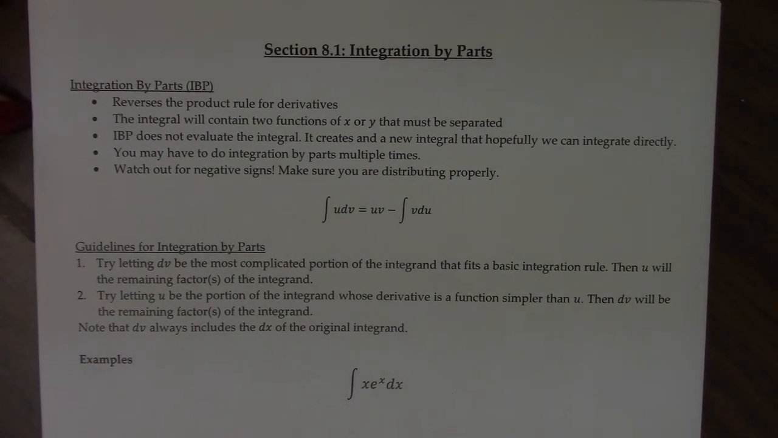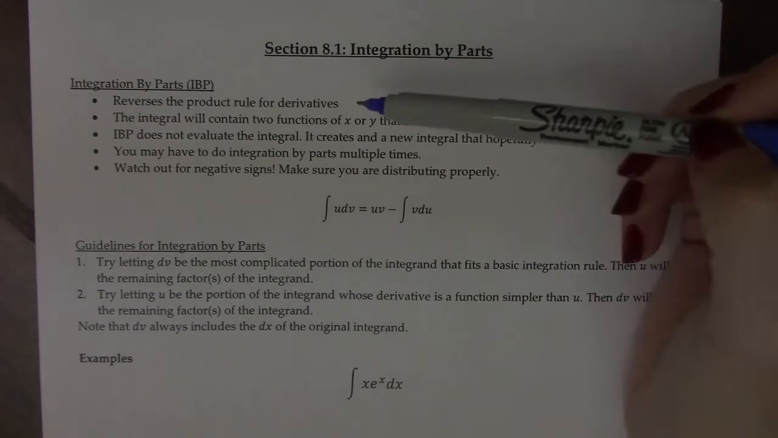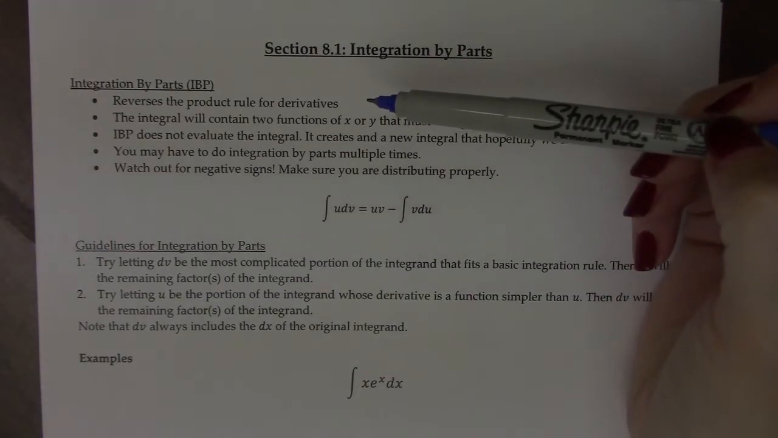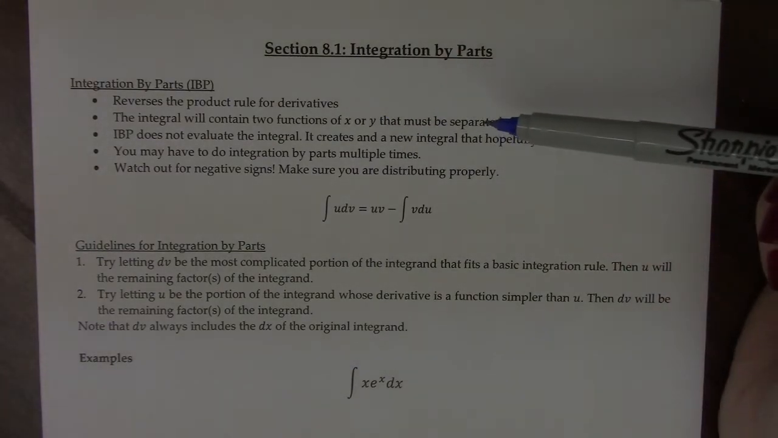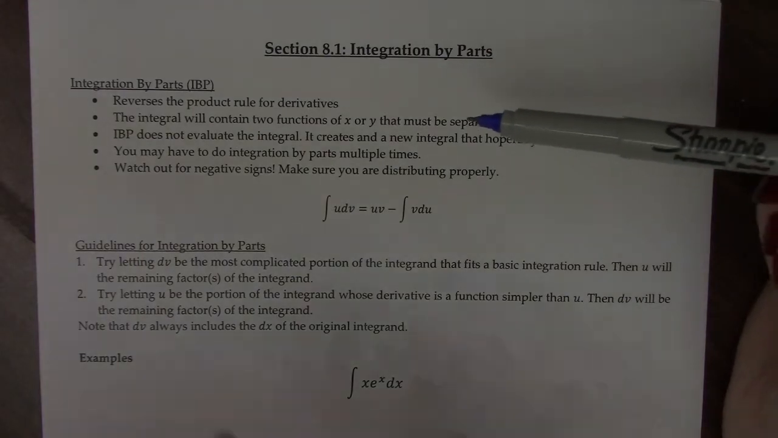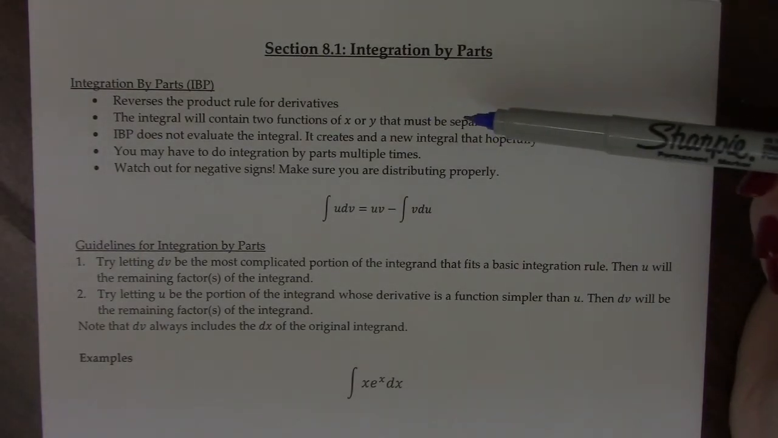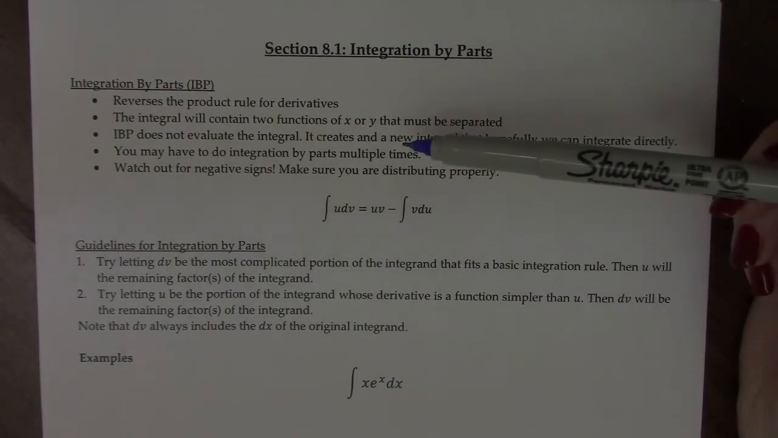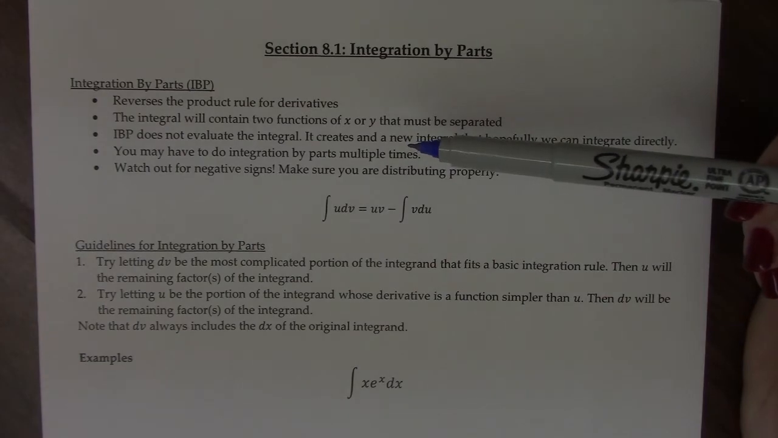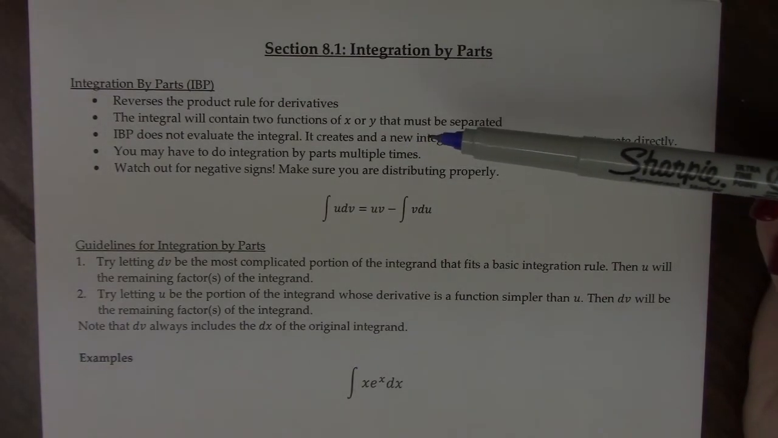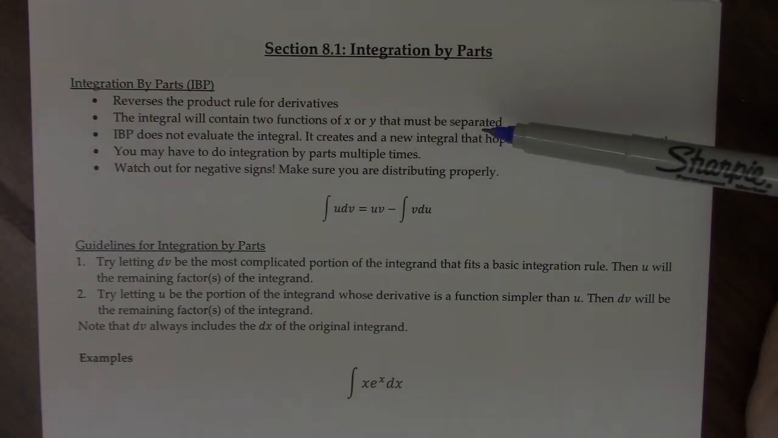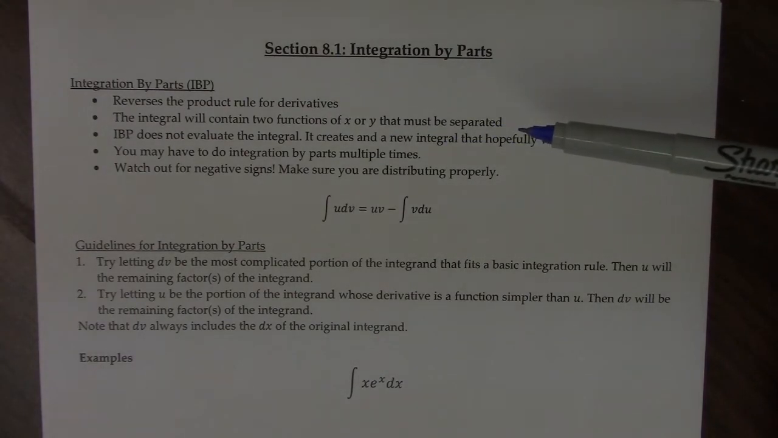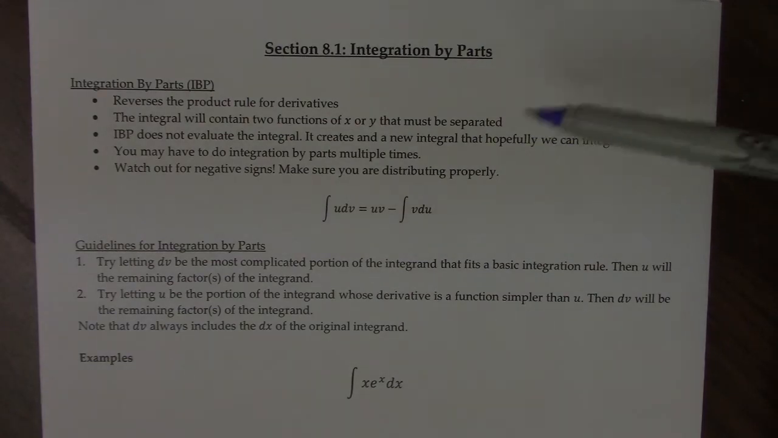So integration by parts essentially undoes the product rule for derivatives. The integral will contain two functions of either x or y. They won't be combined, but there'll be two functions of x or two functions of y that must be separated. And integration by parts does not evaluate the integral. This is a very important thing. It does not actually integrate for you. What it does is it creates a new expression with a new integral that hopefully we can integrate directly. If we can't integrate the new integral directly, then we may have to do integration by parts multiple times.